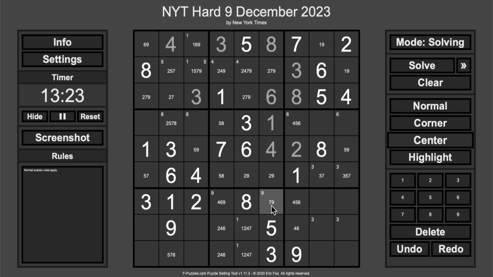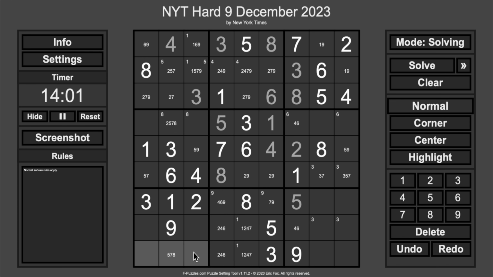Hmm. Oh, wait a minute, actually. This can't be 8. These can't be 8 because it's a pair. These can't be 8 because it's in the box. 8 in row 6 only goes here. So 5 takes that out from being a 5. 4, 6 looks at this. That is a 5. Okay, that puts 5 somewhere down there.